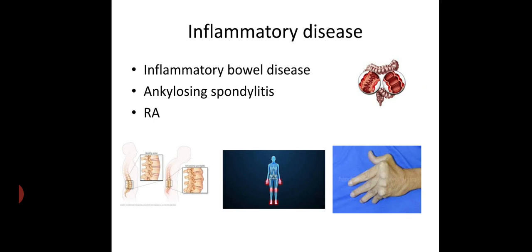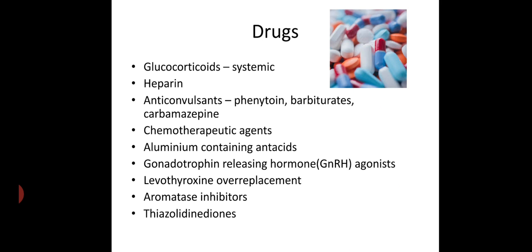Inflammatory diseases like inflammatory bowel disease, ankylosing spondylitis, rheumatoid arthritis can predispose to osteoporosis. Then drugs predisposing to osteoporosis: glucocorticoids, systemic glucocorticoids, long-term use of heparin, anticonvulsants like phenytoin, barbiturates, carbamazepine, chemotherapeutic agents, aluminum containing antacids, gonadotropin releasing hormone, that is GnRH agonist, levothyroxine over replacement, aromatase inhibitors, thiazolidinediones.